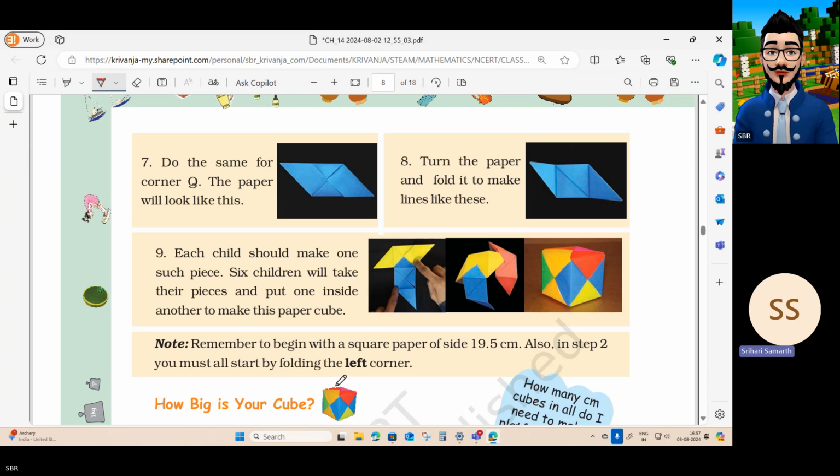Read it. Do the same for corner Q. The paper will look like this. Turn the paper and fold it to make lines like this. Each child. Maybe you need to bend it along this line. Yes. So this is what is happening.